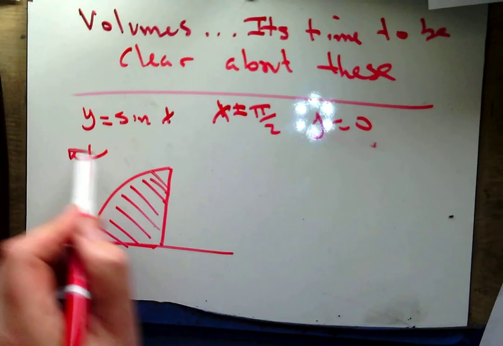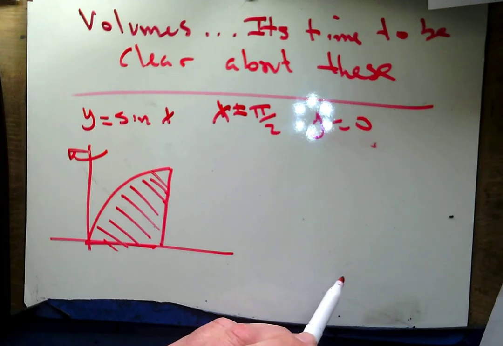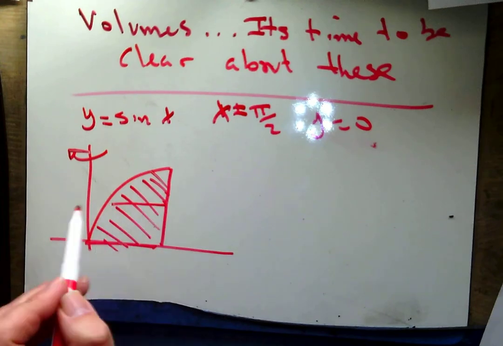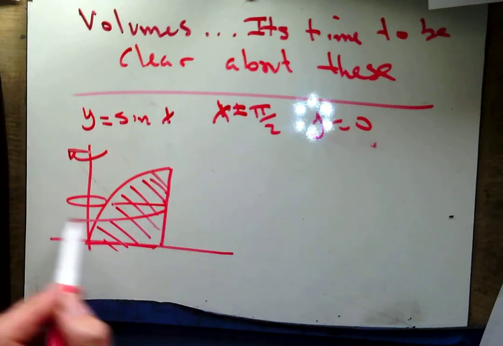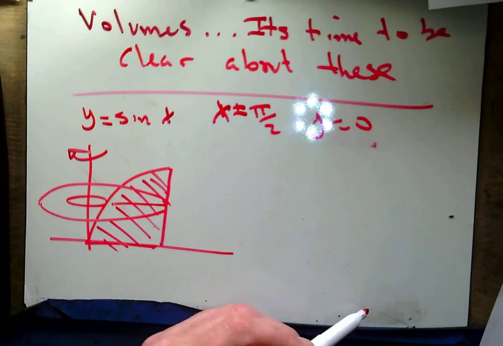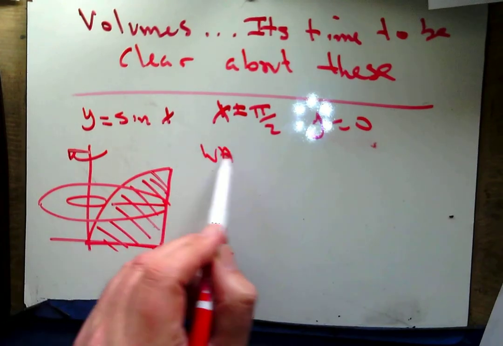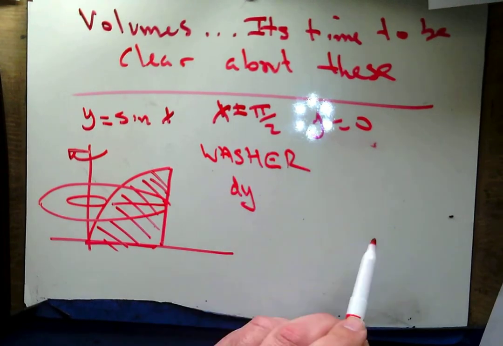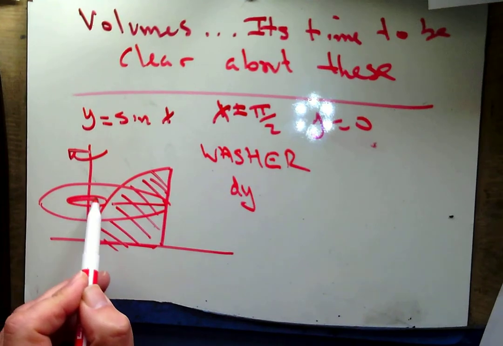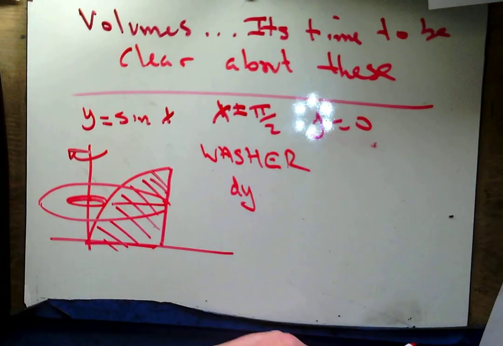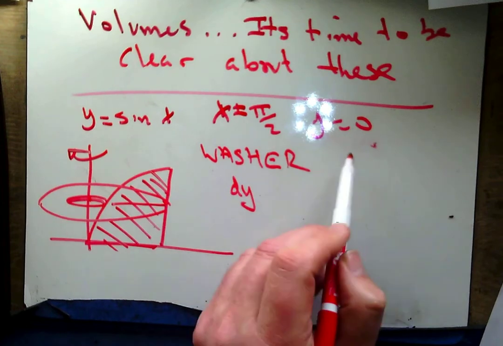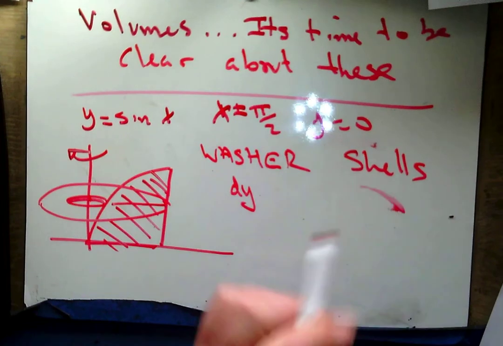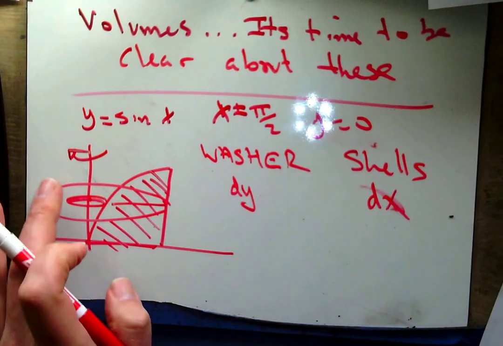Okay, so I'm rotating about the y-axis. And if I'm using washers, I'm drawing something that's perpendicular to the axis of rotation. And so what would I see here? Well, washers in this situation are going to be dy, because the thickness of that washer would be measured here on that y-axis, which I guess means shells will be dx. But don't take my word for it. Let's actually look at that picture.